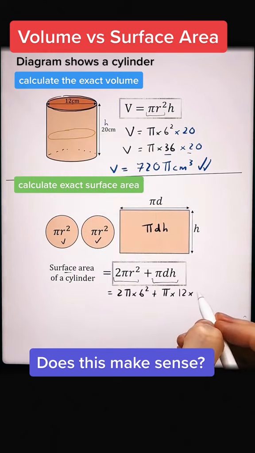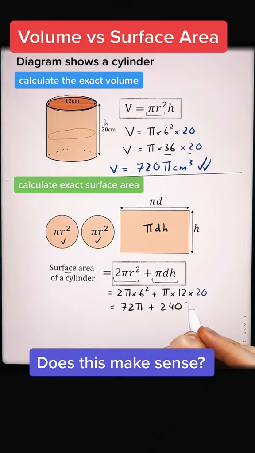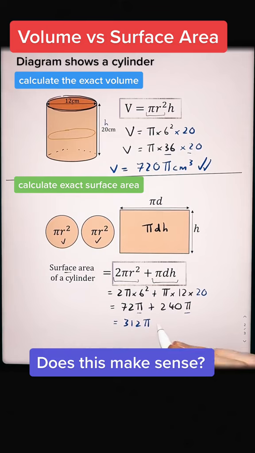I know that 6 squared means 6 multiplied by itself, and 6 times 6 is 36, and 36 multiplied by 2 pi will give us 72 lots of pi. Plus, I know 12 times 20 is 240, and 240 times pi will give us 240 pi. To simplify my answer, as they both end in pi, they're like terms, so I can simply add the two numbers together. Here, 72 pi and 240 pi gives us 312 pi. As our lengths are in centimetres, our area will always be in units squared, hence our area is in centimetres squared.